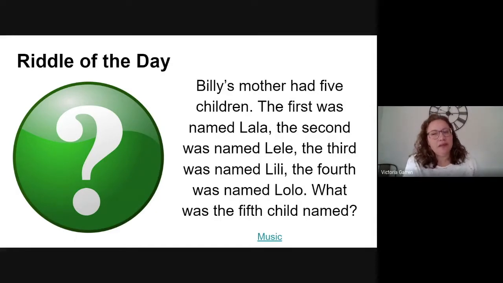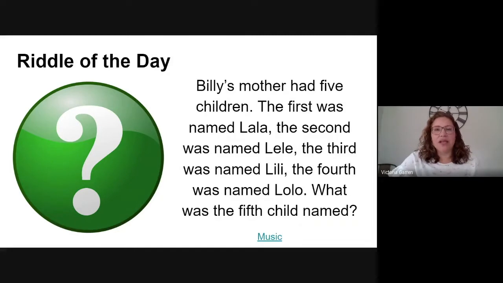Now, some of you might think that the 5th child would be named Lulu. But if you look back at the beginning of the riddle, it says that Billy's mother had 5 children. And 4 children's names have already been mentioned: Layla, Lily, and Lolo. So the 5th child has to be Billy, because that's the name that they provided us at the beginning of the riddle. I hope that you got this correct and that you didn't get tricked by the alternate answer that you might have thought was right, which was Lulu.